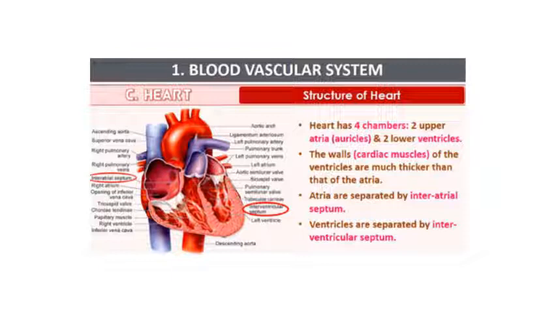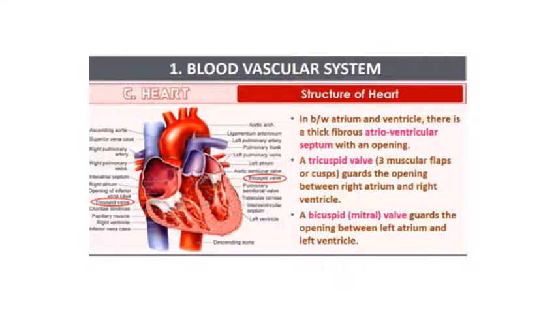If we look at the structure of the heart, then the heart consists of four chambers. There are two upper chambers and two lower chambers. The walls of the cardiac muscles of the ventricles are much thicker than that of the atria. The atria are separated by the interatrial septum. So the septum is basically what is dividing the heart into the four chambers, and it prevents mixing of the blood. The ventricles are separated by the interventricular septum.